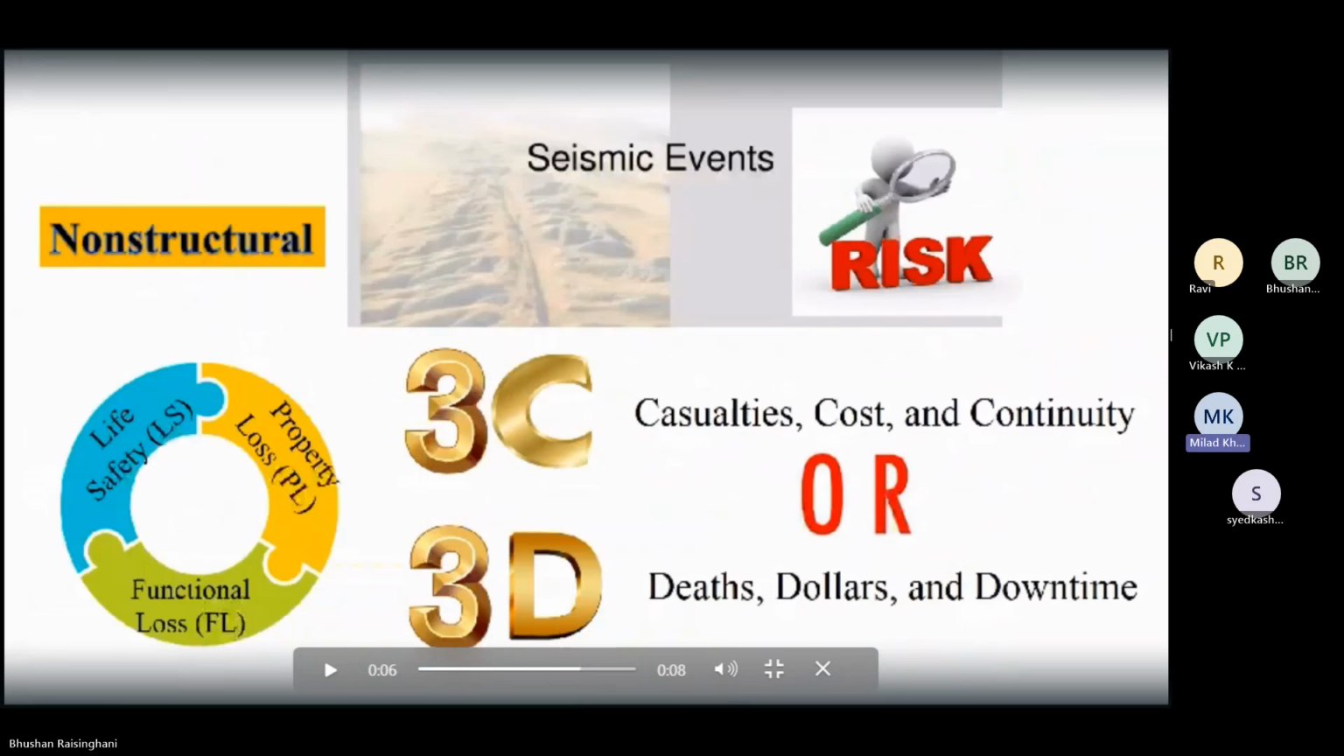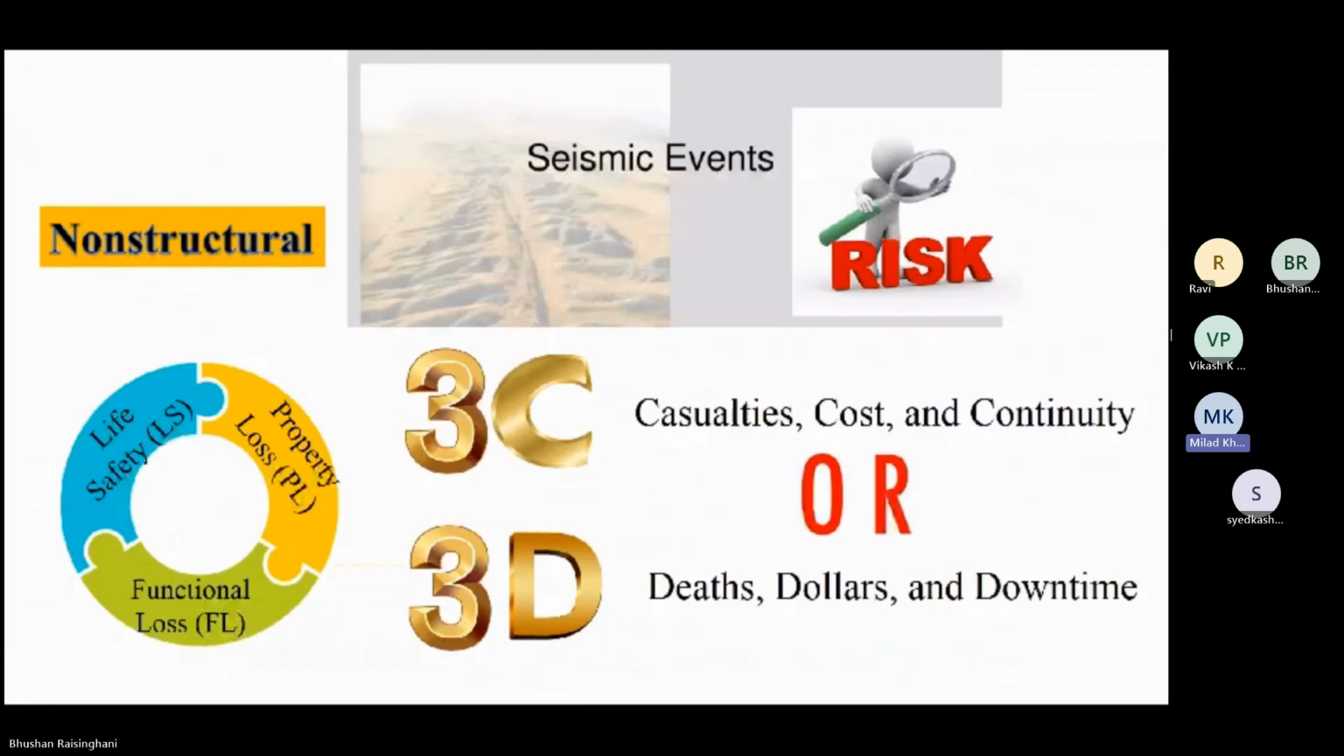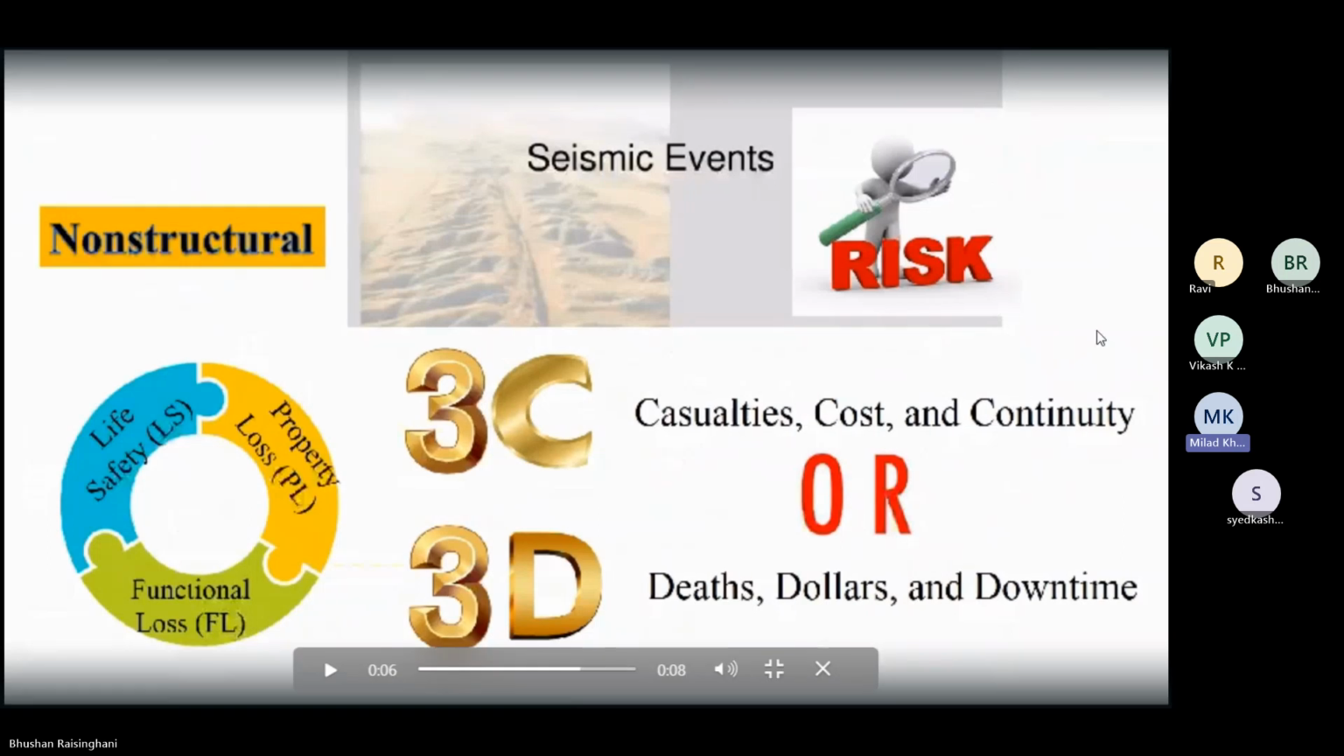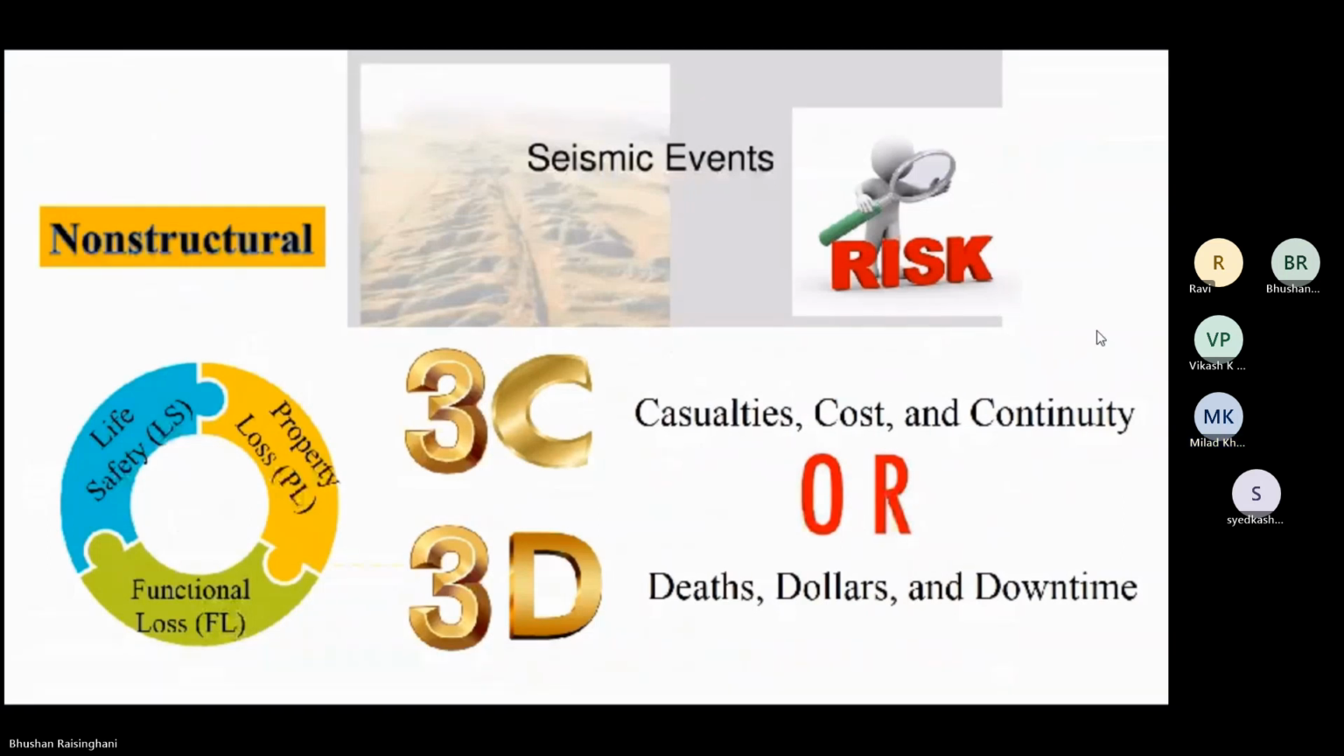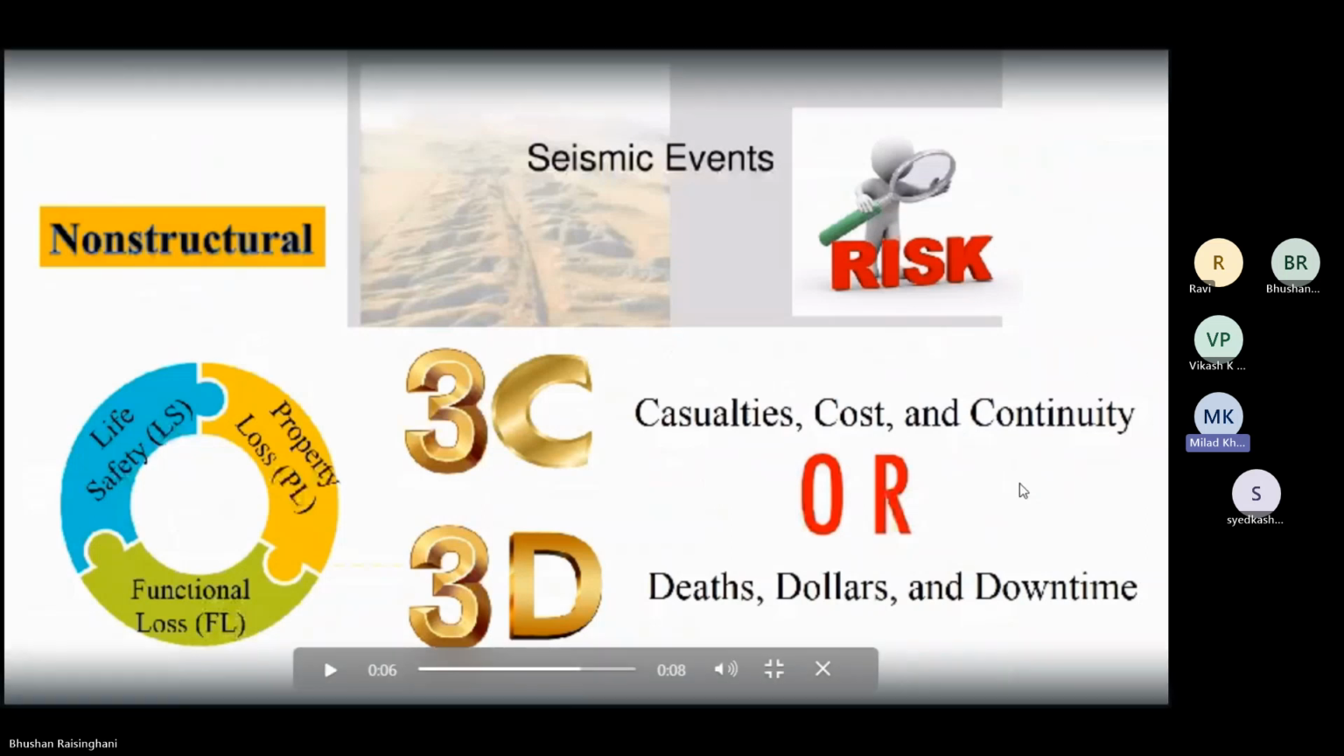Yes, concerning the non-structural element, we should think about how to assure life safety without much property losses and still have functional losses. Because when we talk about deaths, dollars, or continuity, we should think about what we can assure for the people, how to reduce this risk. Hope that in the next session we have a better discussion about each part, how to save our life and the life of others.